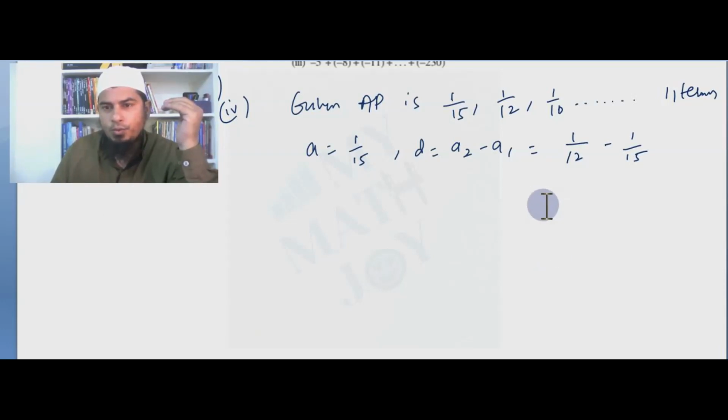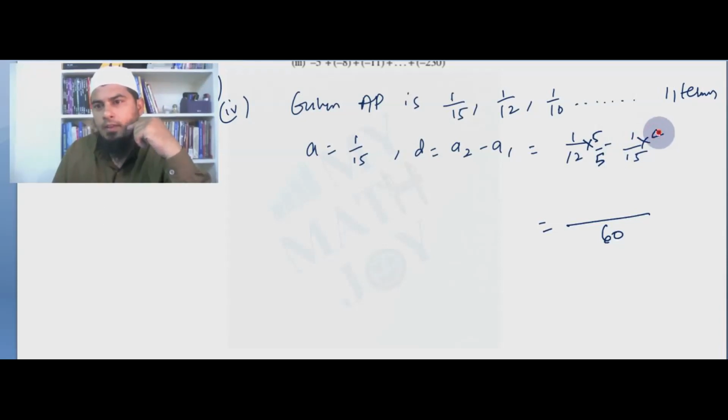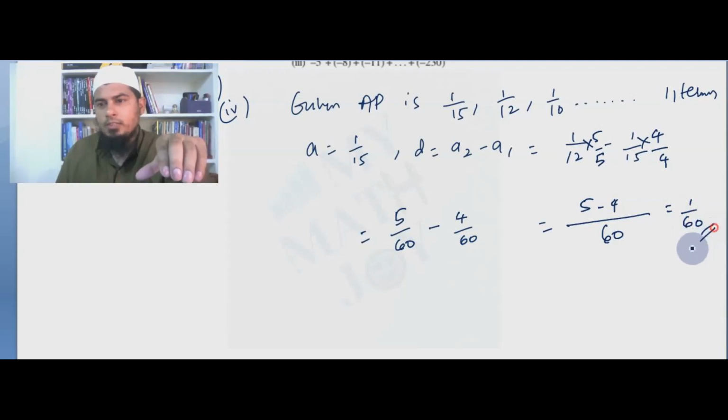So when we do the simplification for this one, the LCM of 12 and 15 is 60. 12 times 5 is 60, so we'll make it like this: 4 times 4, 15 times 4. We are making the fractions alike, so we'll get 5 times 1, 5. One more step, we'll continue here: 5 over 60 minus 4 over 60. 5 minus 4, you got 1 over 60 is my d value.